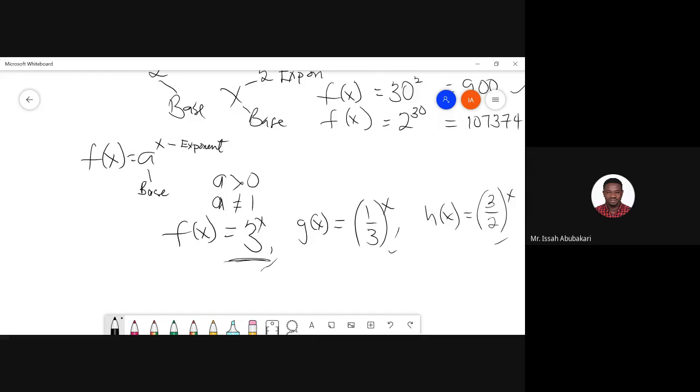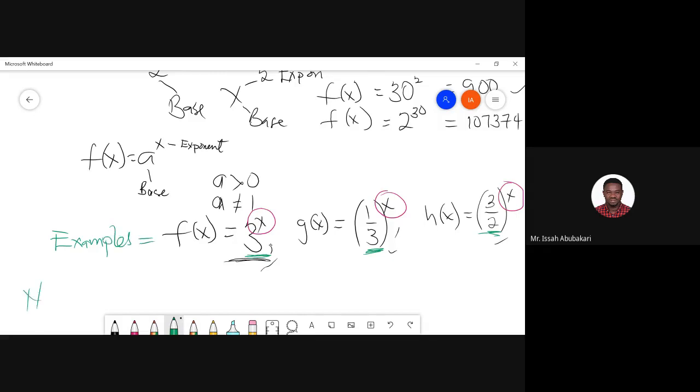The only way to determine an exponential function is when the exponent is unknown and the base is greater than 0 but not equal to 1. When I say unknown, it simply means you don't know it. It should be represented by a variable. So in our case, we realize that the exponent is represented by a variable, it is unknown. And the base is greater than 0 but not equal to 1. So these are examples of exponential functions.